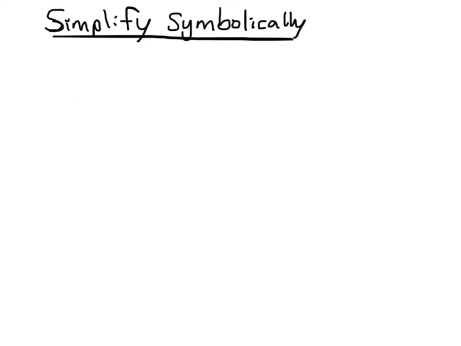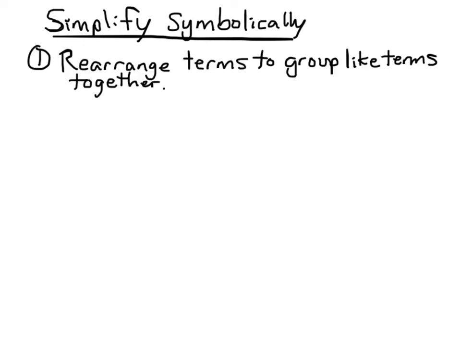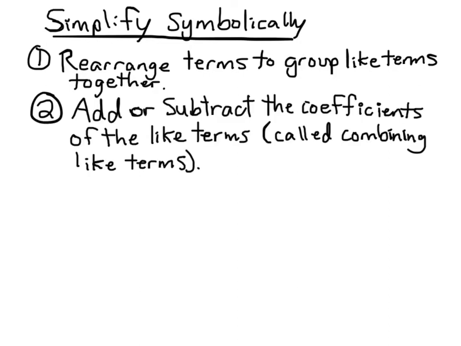To simplify symbolically, we have about 2 steps to do. The first is to rearrange terms to group like terms together. The second is to add or subtract the coefficients of the like terms. This is called combining like terms. So let's look at an example.